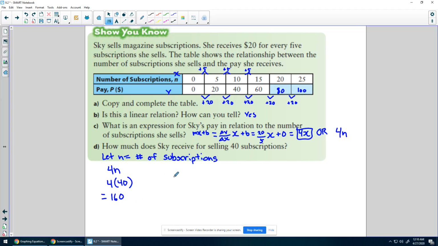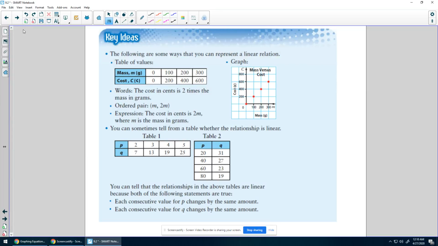And that, we'll write a little sentence here. Sky receives $160 for selling 40 subscriptions. All right, that is everything for this section. These are the key ideas. You can look through them if you would like.